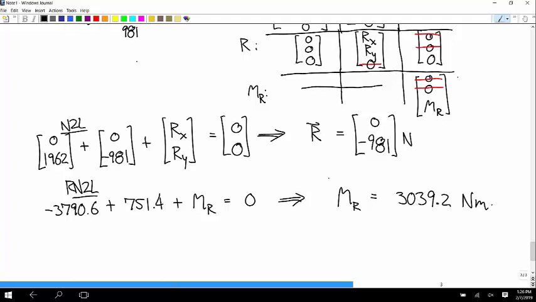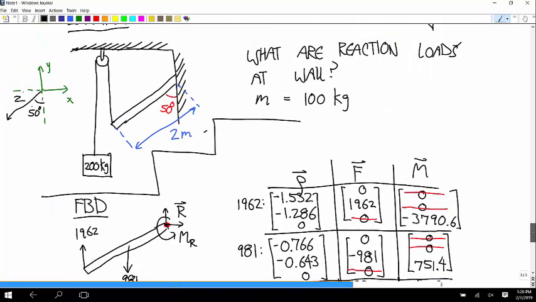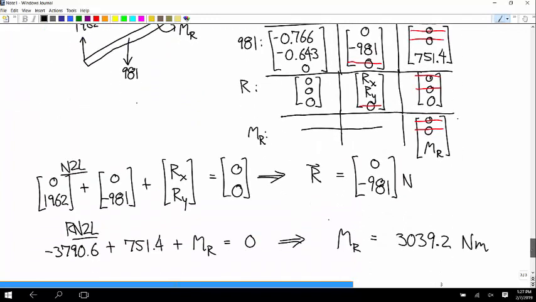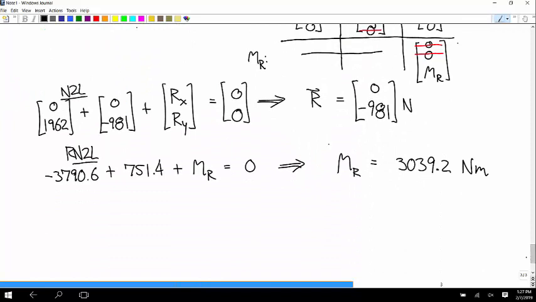Okay, so what this says is for this system to stay at rest, the wall has to provide a downward force on this of 981. Okay, and that's to counteract the, well, so there's weight in there, but that's to keep this from pulling it straight up. And it also has to apply a couple. Is this couple clockwise or counterclockwise that the wall has to apply?